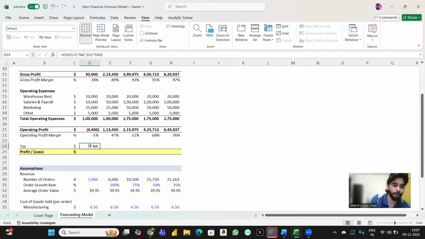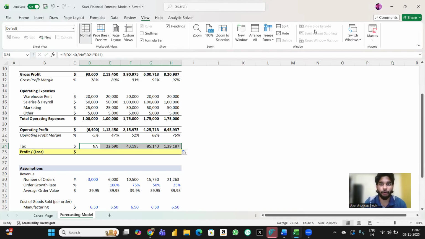It is not applicable for the first year because the profit for the very first year was negative, so no taxation. When we drag this from here to here, this is the taxation which will be charged for every year. It is different for different years, but the rate would be the same, which is 20%. But the amount is different because the operating profit for each year is different, as shown here in the figure.